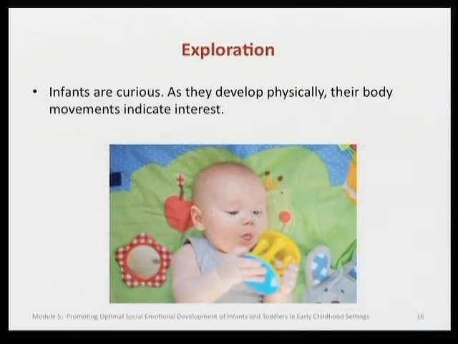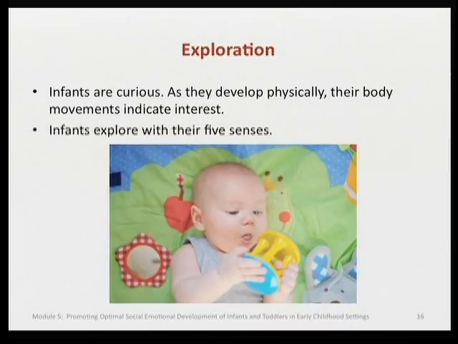Infants are curious and interact with their immediate environment. Provide a safe environment and toys for infants to explore. As infants develop physically, their body movements indicate interest, first turning their heads and bodies to track objects, and later moving towards objects by scooting and crawling. Infants explore objects by using all of their senses. They rub an object against their cheeks, put it in their mouths, and bang it on the floor. Provide a safe environment and appropriate toys.